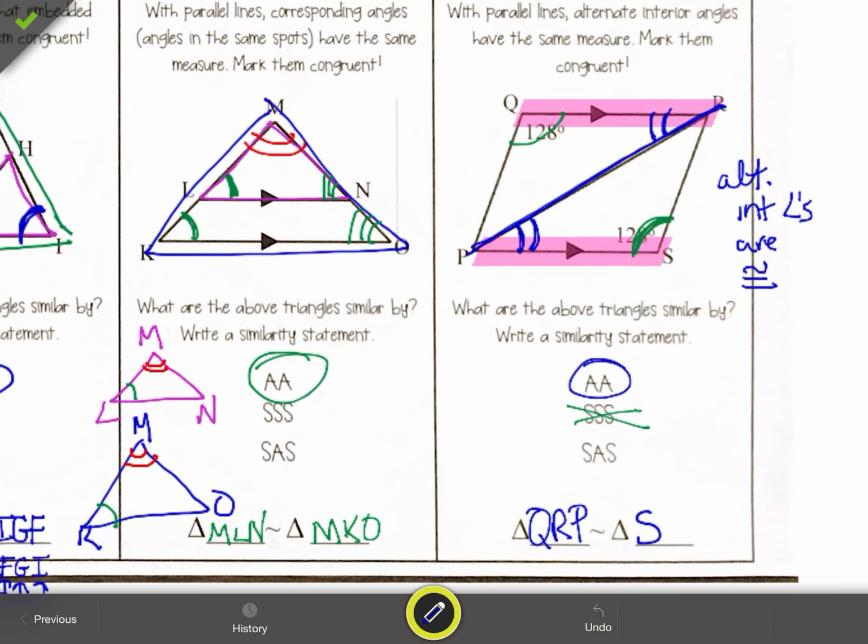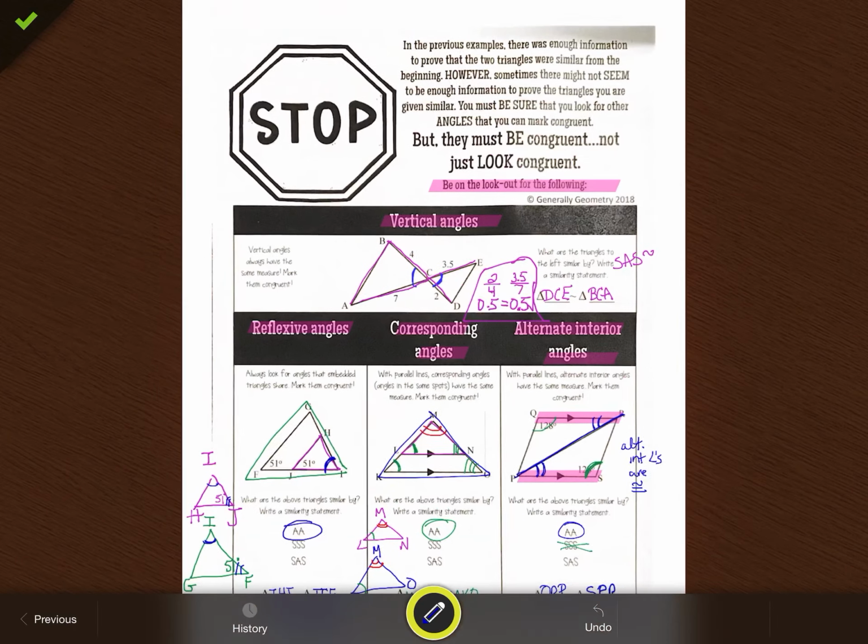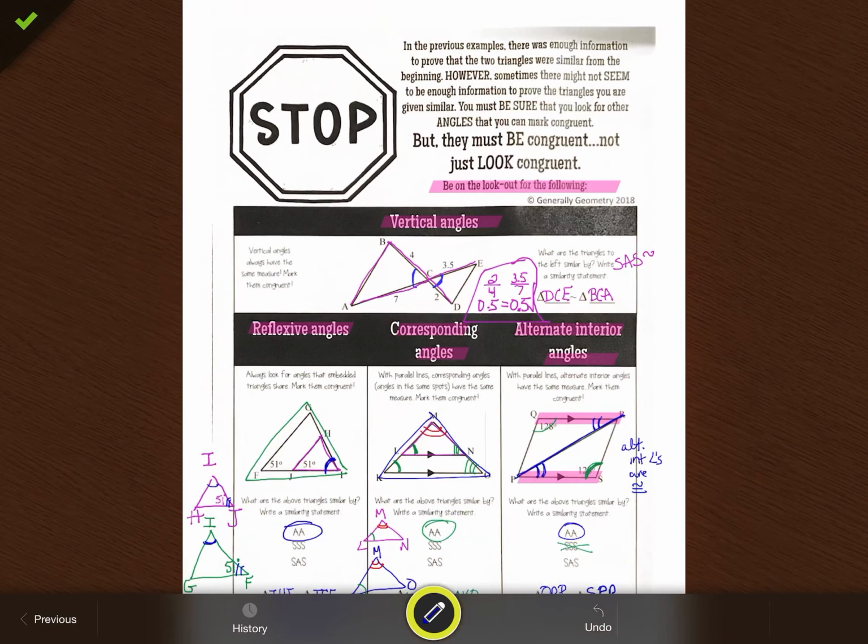S, good. Okay, then I went to R. R has 2 marks on it. It's one of my alternate interior angles. So what angle has 2 marks on it in my other triangle? P. Because the P is not always going to match up with the P in the other. And then I go up to R. So QRP is similar to SPR. So you got to look at your picture. Don't just match the P with the P, the R with the R, the Q with the S. It's going to be wrong. So be very careful of that.